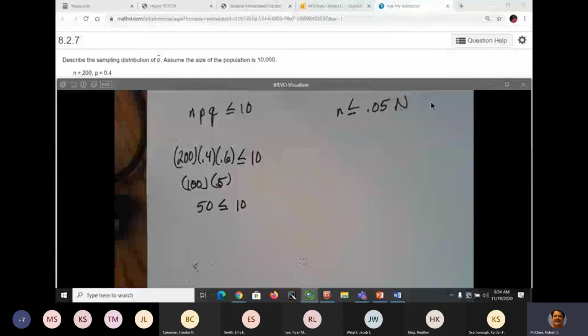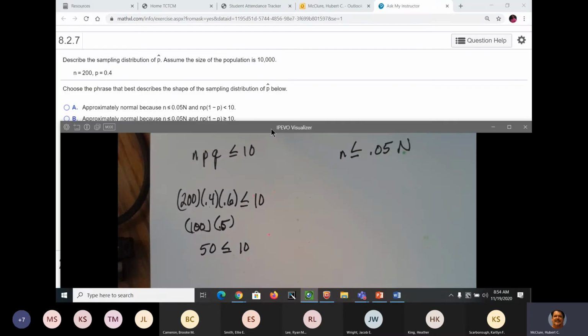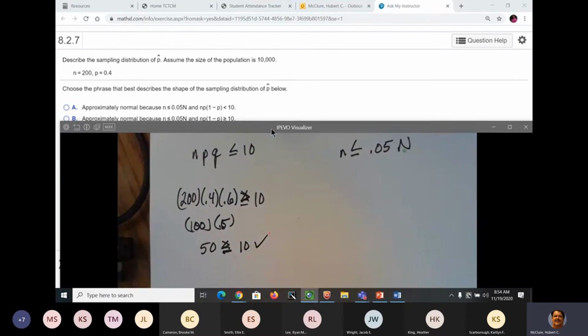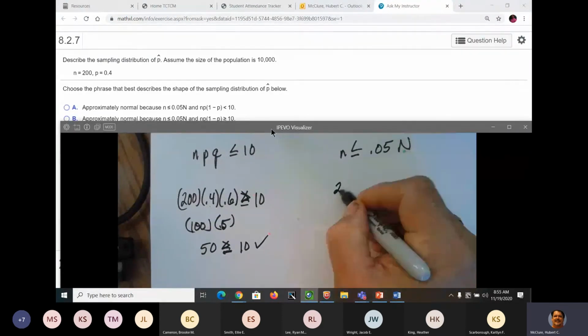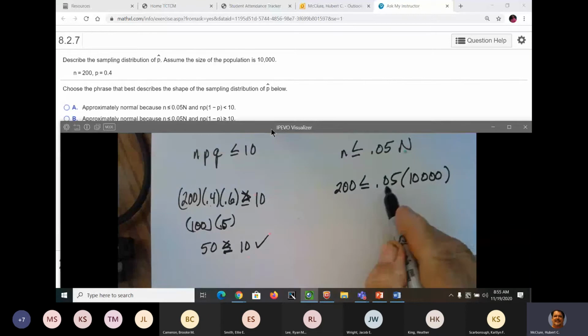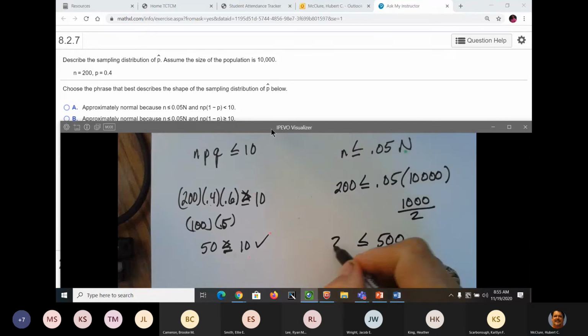Wait a minute, did I copy it down wrong? It's got to be greater than 10. I switched it around, I'm sorry. So is 50 greater than 10? Yes. And big N is 10,000, so little n is 200. Is 200 less than 5% of 10,000? Well, 10% of 10,000 is 1,000, and 5% would be half of that, which is 500. So this one does check because 50 is greater than 10 and 200 is less than 500.